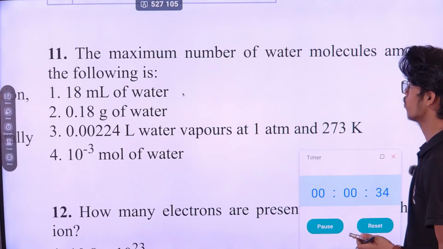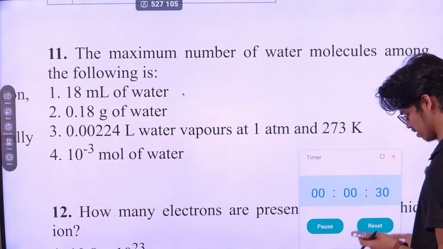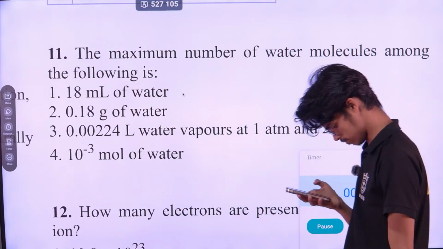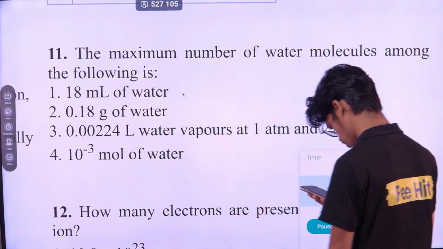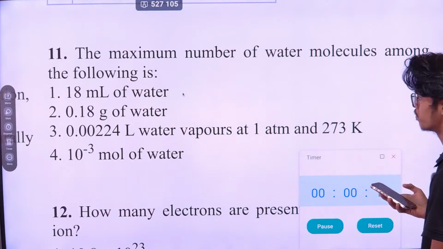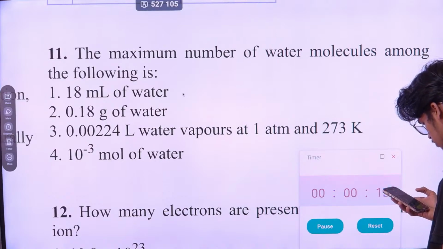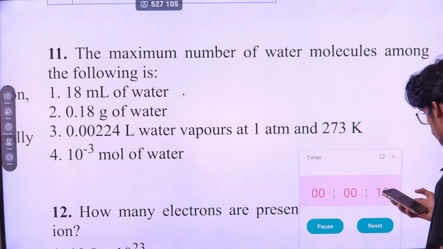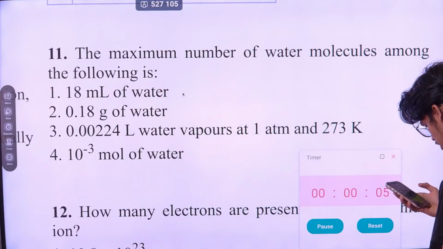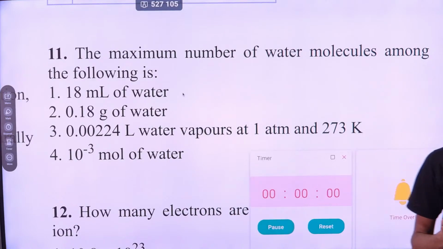The maximum number of water molecules among the following, so we just need the maximum number of water molecules. It's easy, it won't take that much. 550 divided by 1.25. There is something wrong in the previous question, I might be just getting confused. 16, 15, 14, 12, 11, 10, 9, 8, 7, 6. Priya, answer this question. Kanishka, Aishu. How many people are there?